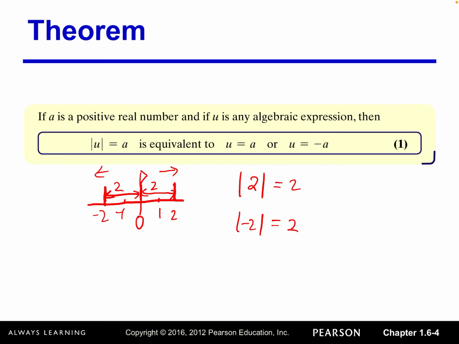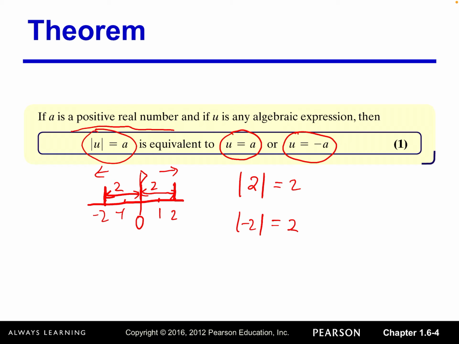It says if A is a positive real number, and if U is any algebraic expression, then absolute value of U equals A. Okay, an equation involving absolute value is equivalent to, okay, the solution will be either U equals A or U equals negative A. Okay, remember A is a positive number.